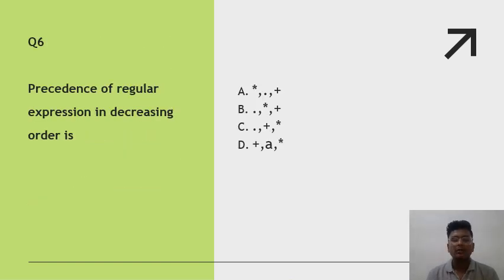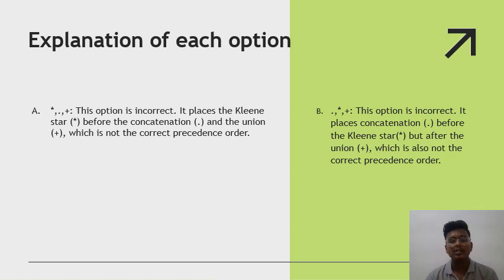This is question 6 of the multiple choice questions. Precedence of regular expression operators in decreasing order: four options are given. So we need to find the correct regular expression precedence in decreasing order. Let's see the first option. This option is incorrect because it places the Kleene star before the concatenation and the union, which is not the correct precedence order.